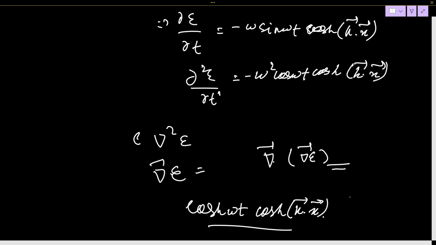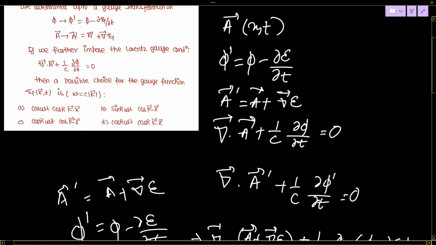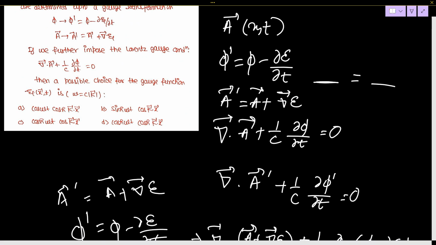Okay. How would you know this is the answer? See the options. Like we have to equate both sides, right? Like del square E is equal to what? c del square E is equal to this one. So both sides you can see there is positive. So both sides must be same.